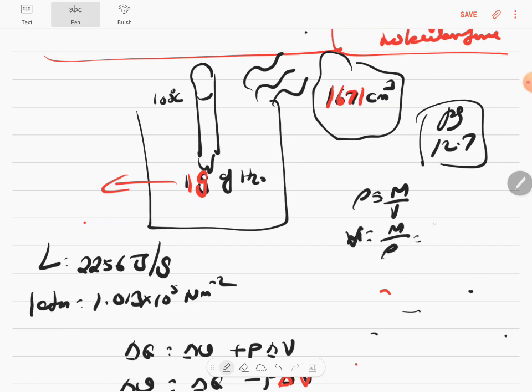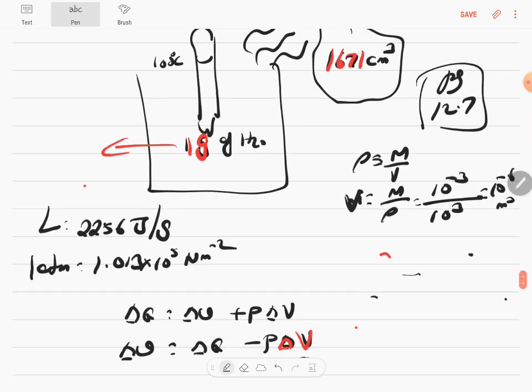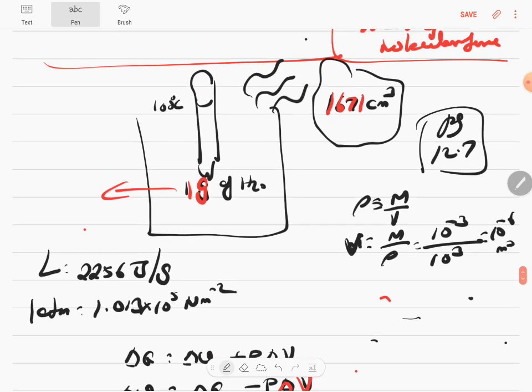Mass is 1 gram, converting into kg, 10 to the power minus 3 kg. Density of water is 10 to the power 3 kg per meter cube in SI unit. So volume is equal to 10 to the power minus 6 meter cube. So that is the volume of water, and the steam here is 1671 centimeter cube.